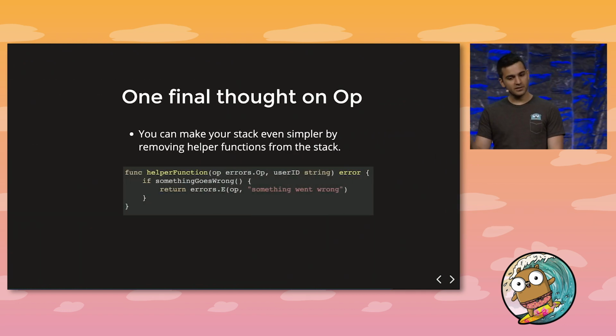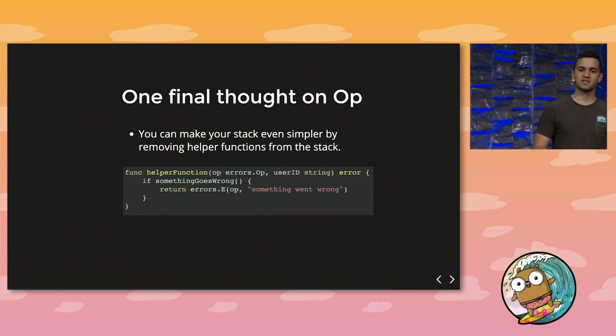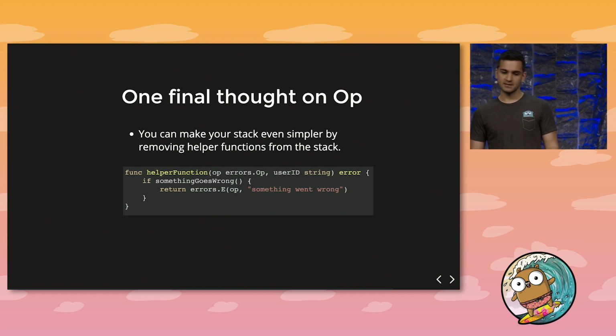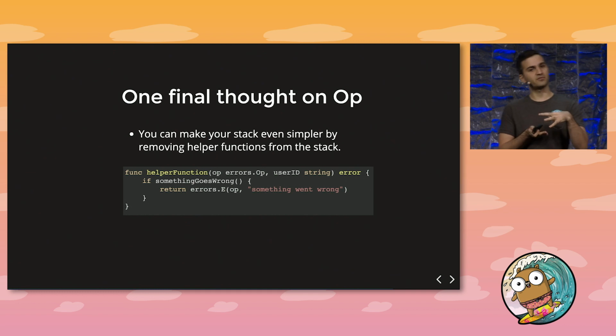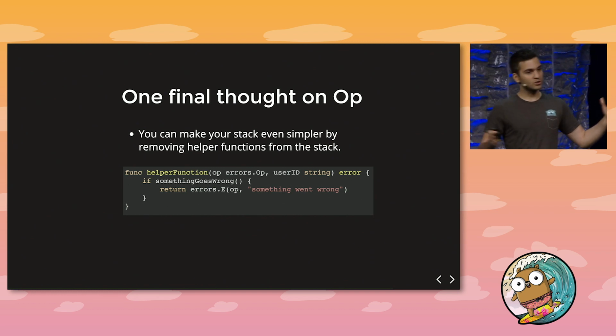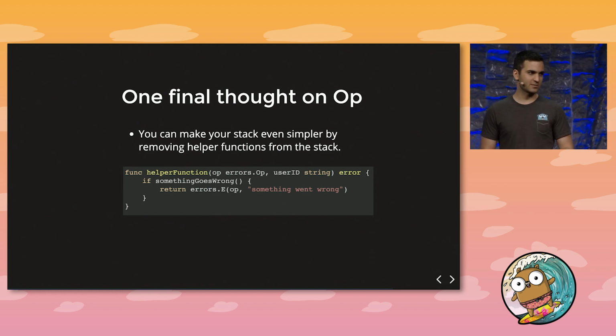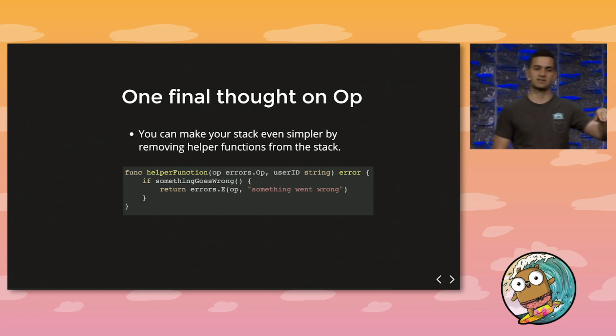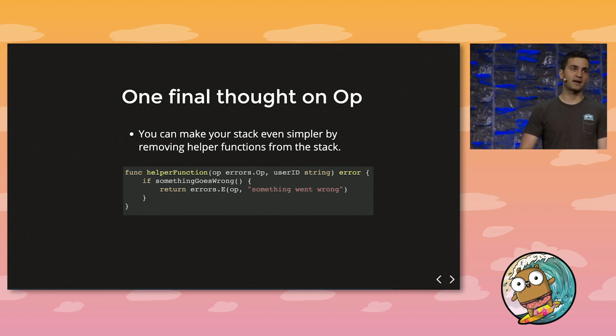One final thought on the operation field is that you can make your stack even simpler by removing helper functions from the stack itself. If you look at this helper function, it takes an operation as an argument, and it returns a potential error. This way, when it's wrapping something, it's not wrapping the operation of the function itself, it's wrapping the operation of whoever passed it this operation. In this way, you can get reduced stack traces. If you have a helper function that's being used in a million places, it's always going to show up on the stack, and you could just easily remove it. So you're in control of your own stack, and that's the point.